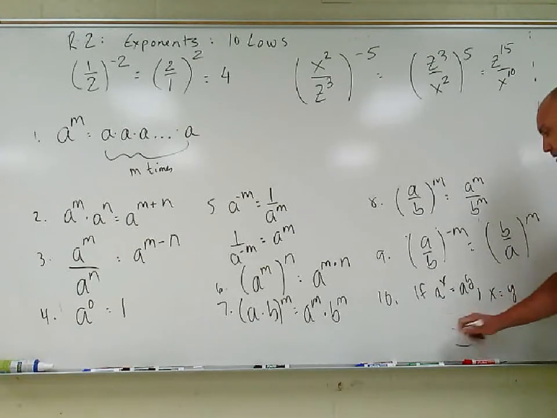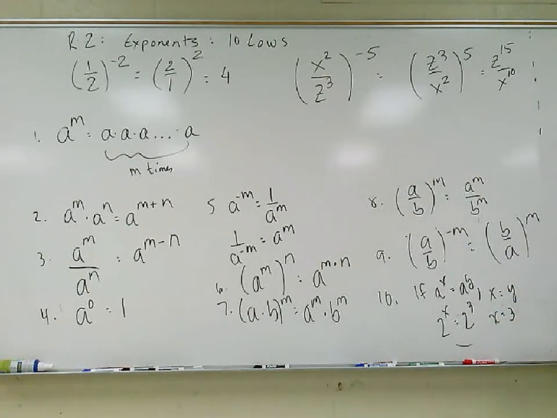So like if I had 2 to the x equals 2 cubed, you know x has to equal 3. That's all it's saying. We won't use it, but it's the 10th property of exponents, so I wanted to give it. But you won't need rule 10 for your homework. Okay?